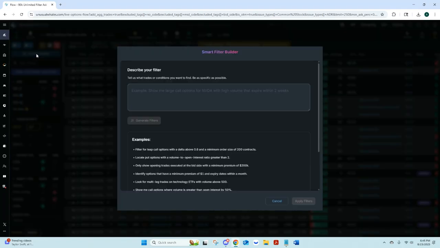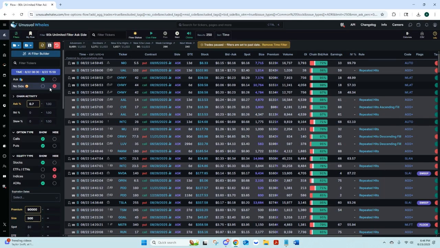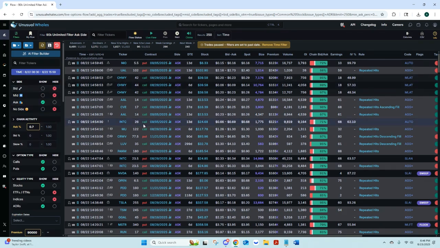They do have an AI filter builder where you can explain how you want your filter created as well, but these are mine. I have bid side flow off, mid flow off, only showing me ask side, and I hide the no side, so this is all hidden from the flow feed. In my chain of activity, I like to see at least 70% ask side flow. This gets me started and doesn't cut off too much. I'm still seeing a good amount of flow that could be actionable versus all the flow. But that 70, you can adjust however you want.